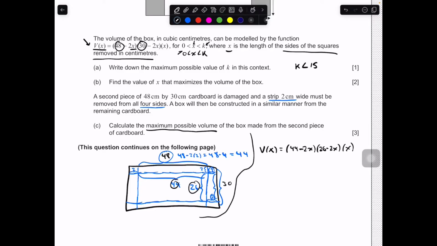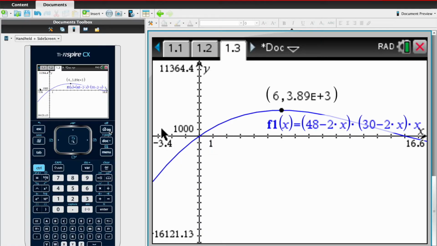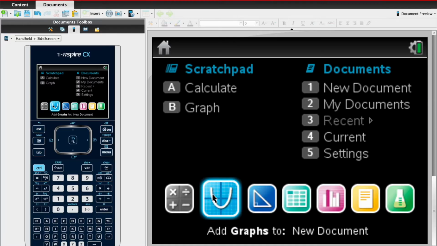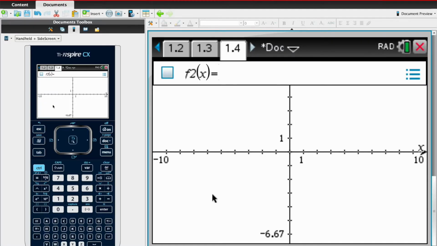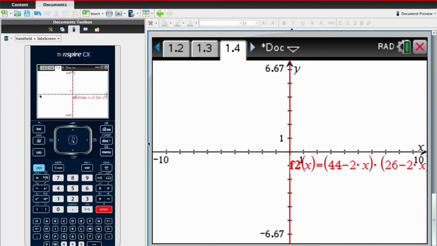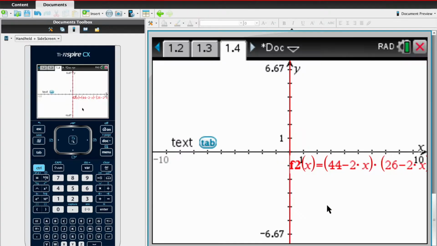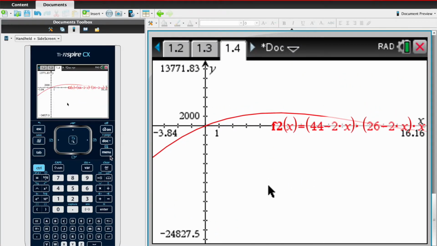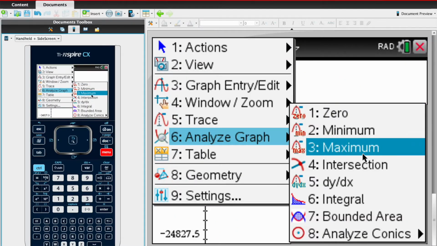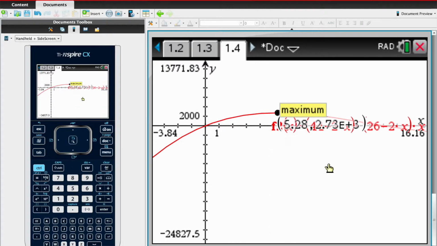If we want to find the maximum possible volume in this case, let's go back and graph it. So let's go back into calculator screen and let's see what we can do. 44 minus 2x, 26 minus 2x, and then lastly times x. Again, we get a vertical line. Let's go ahead and zoom fit, adjust the window, analyze graph, and find the maximum once again. Here we go.